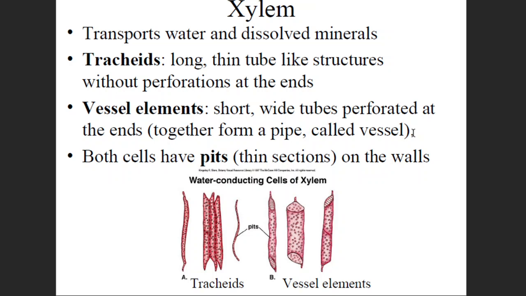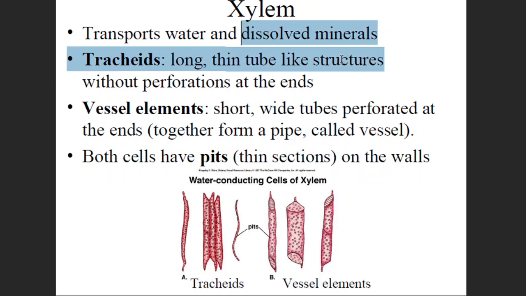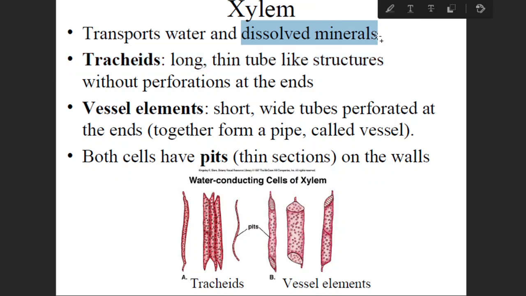Xylem transports water, and along with water they also transport the dissolved minerals that have been absorbed from the soil. This xylem also consists of other elements like tracheids, vessels, and pits. So they are one of what we can say complex tissues. Complex tissues means which are made up of more than one type of cells.